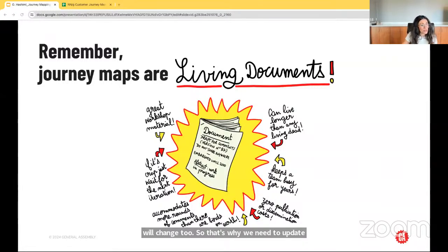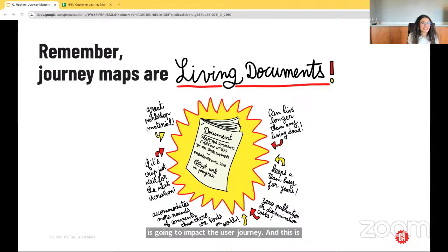Personas are also living documents. They evolve over time as our product evolves. They have a symbiotic relationship. So obviously this is going to impact the user journey, and this is something that I want you to keep in mind.